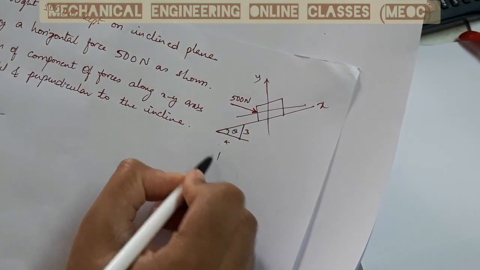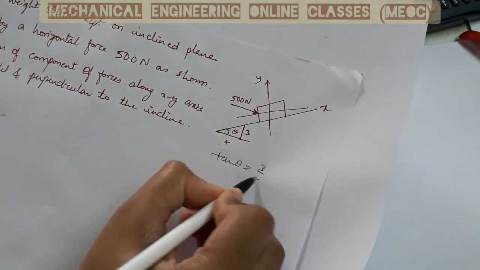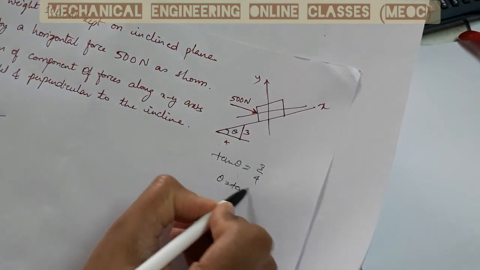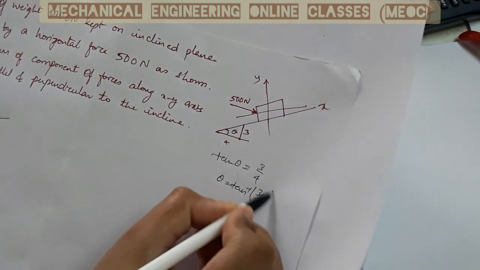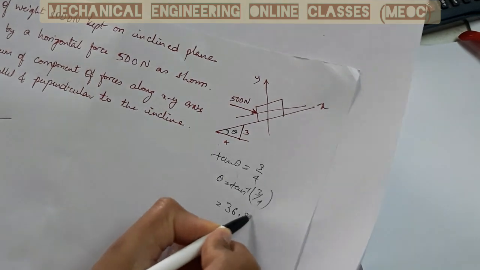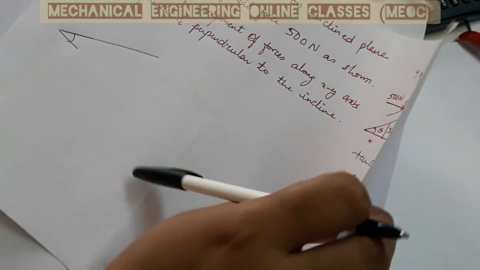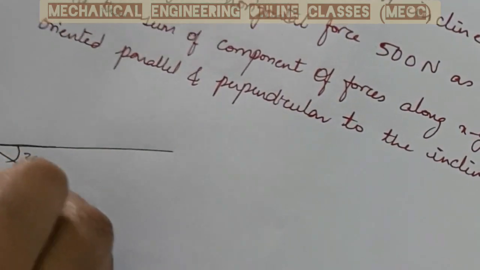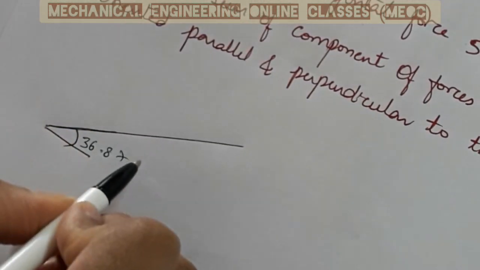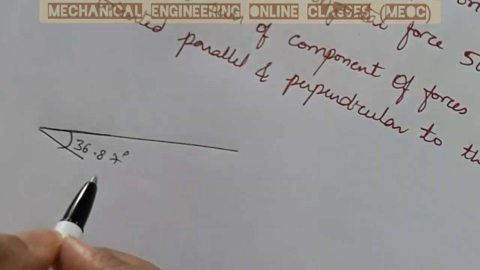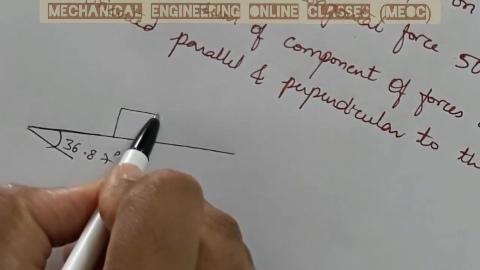This is theta. Tan theta is equal to 3 by 4, so theta is tan inverse 3 by 4, and this is 36.87 degrees. So the inclined plane is at 36.87 degrees with respect to horizontal. And now there's a block here.